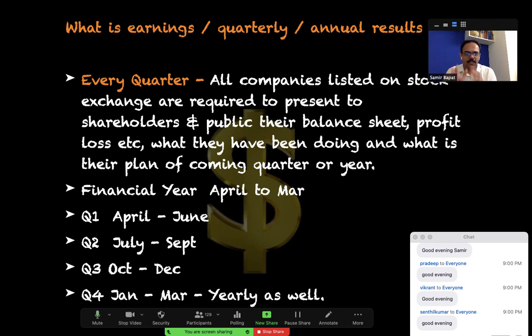So can I have a yes from all of you if you understand these quarters? More or less, I think everyone on this call is able to understand what these quarters are, the quarters of the earnings. Okay.